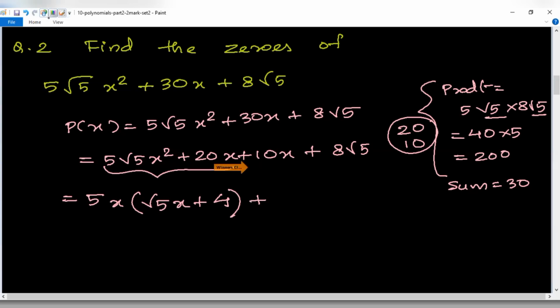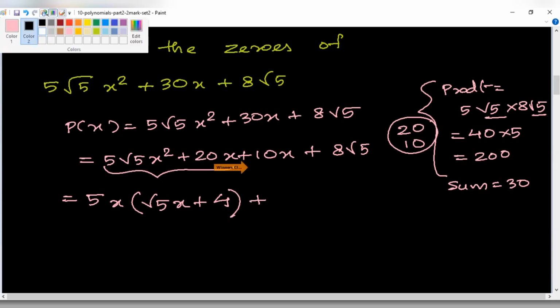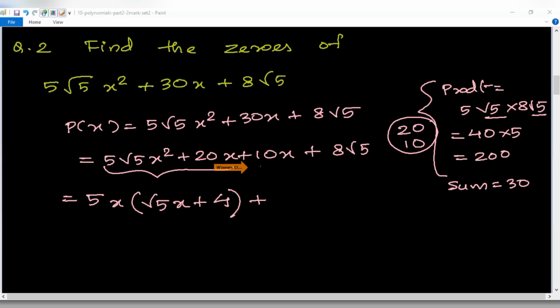Now, for the next two terms, the common thing over here is 2. Okay, so first let us take 2 outside. What happens? Let us check. Then 2 is taken out here, 5x is left. And from here, if 2 is taken out, 4 root 5 is left. Now see, here we have root 5x plus 4 and here we have 5x plus 4 root 5.